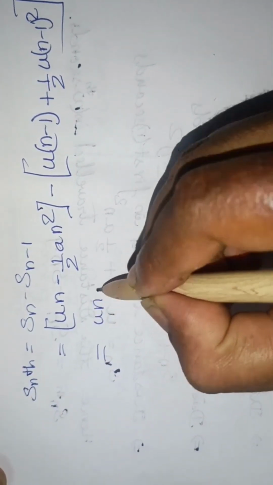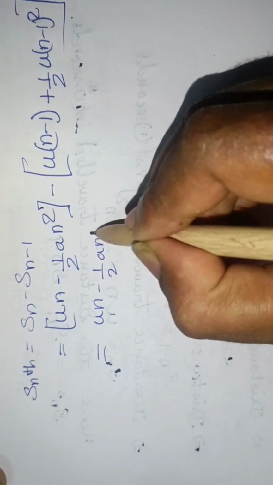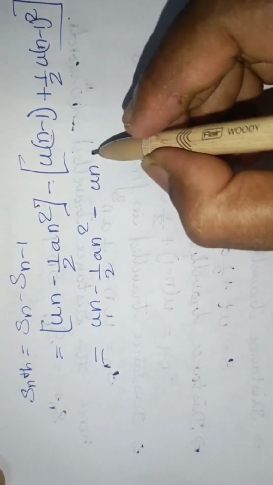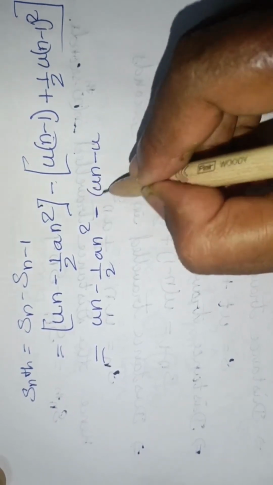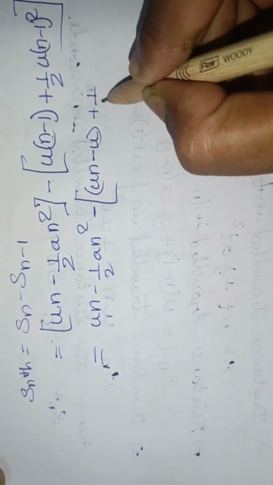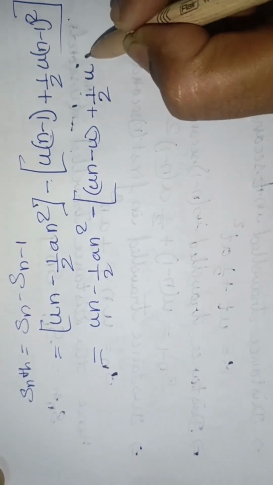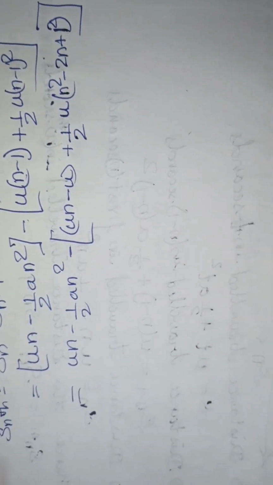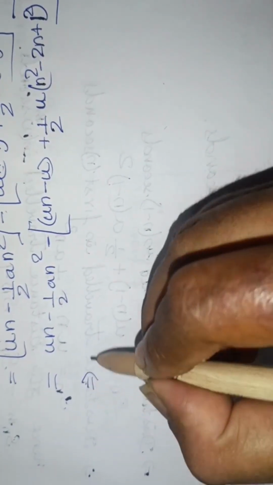Yes. un plus half a n square. First multiply inside: minus, un minus u. Still keep the bracket there. Don't open the bracket. Plus half a times (n square minus 2n plus 1 square). Correct? Am I right? So still we can derive this equation. We are on track.